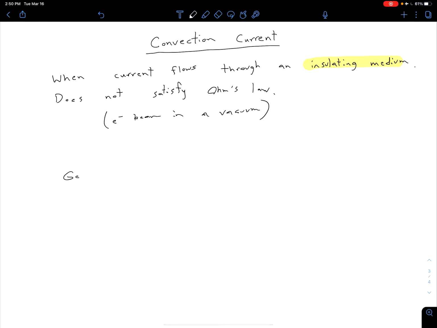So we can say in general for our convection current, and we're going to see this also applies to conduction current, but we can think of this as an even more general case than Ohm's law. So in general, for our convection current density, we have that J is equal to rho V times U.